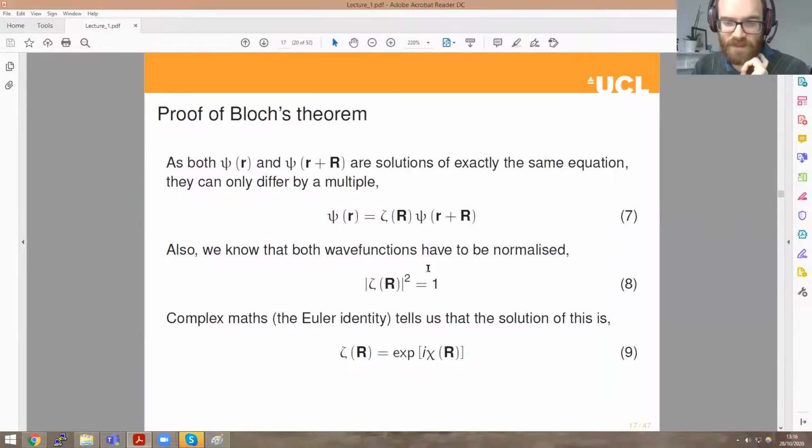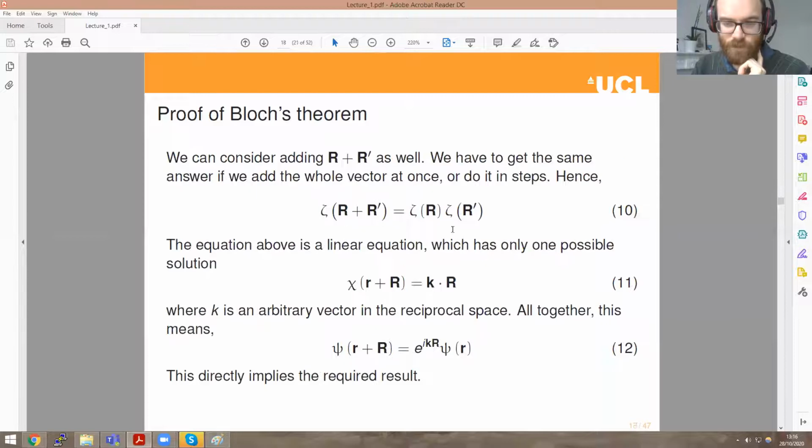So if we go back to the slides, this is what produces this condition here, which is quite a big constraint on what this function alpha can actually be. And that's what then produces the idea that it has to be an exponential function.